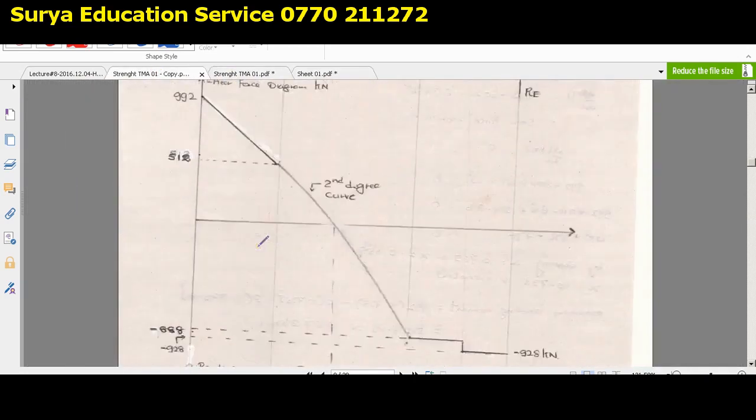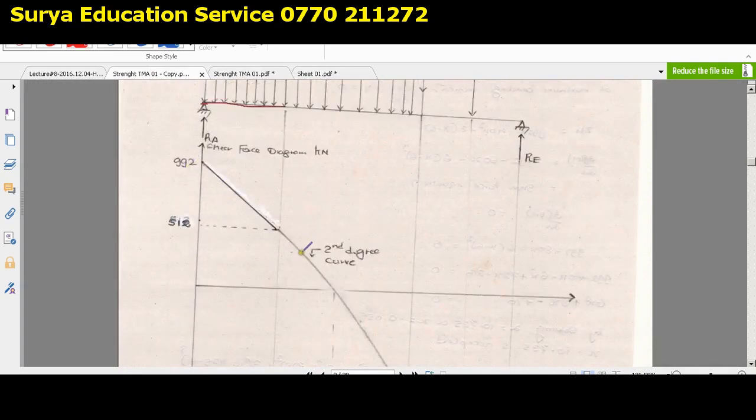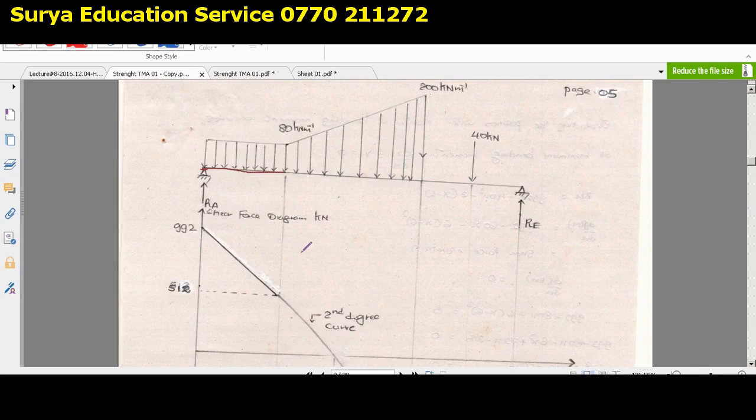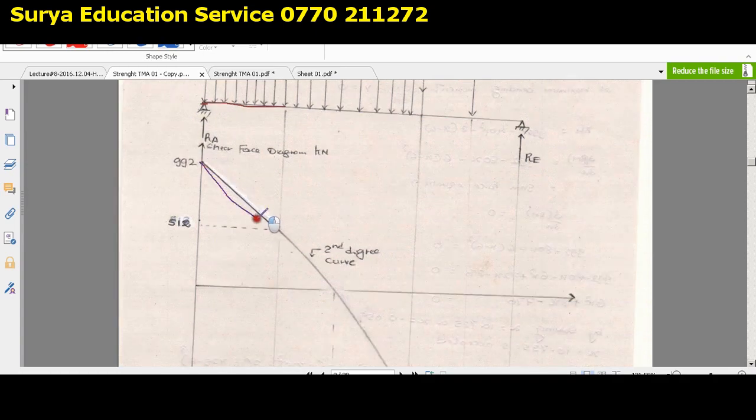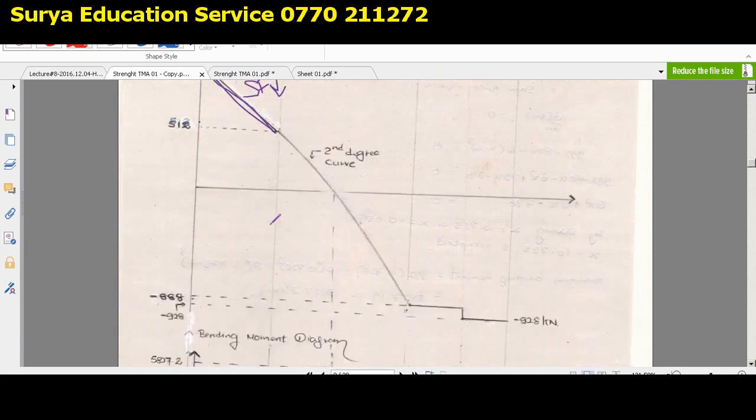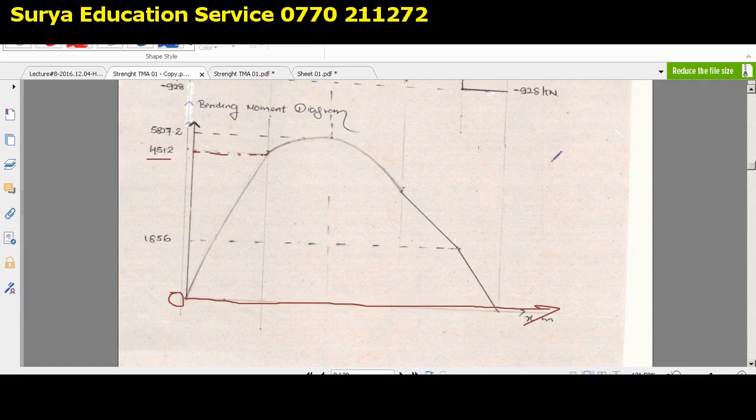So now, according to this diagram, what can you say about the intensity of the shear force? The intensity of the shear force is reducing, very simple basics, because it is reducing from 992 to 512. So if the shear force is reducing, then what should happen to dM by dx? Because I told you dM by dx is the same as the intensity of the shear force, so if this is reducing, this should also reduce.